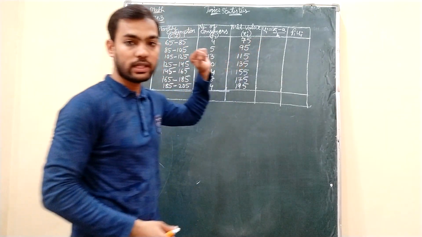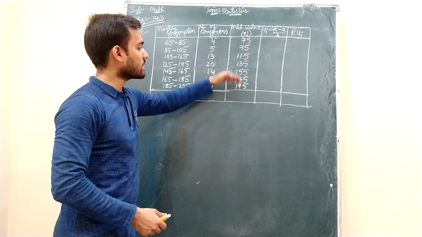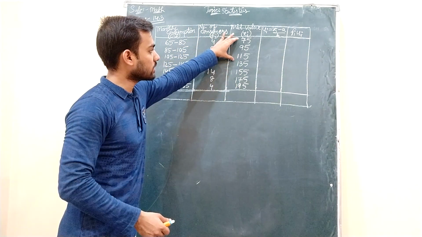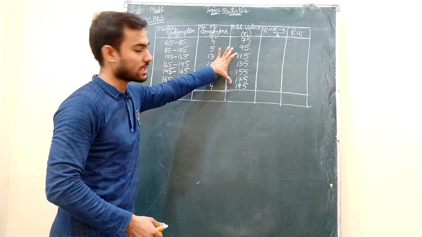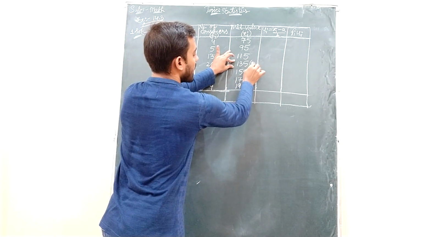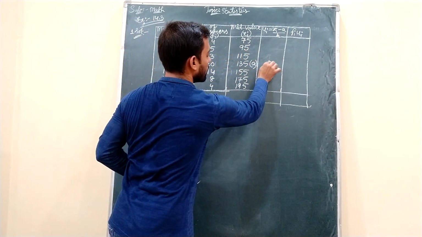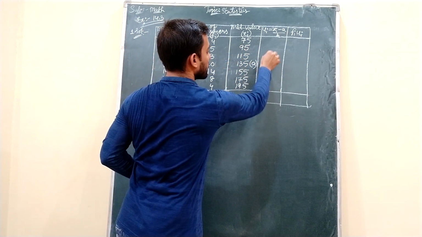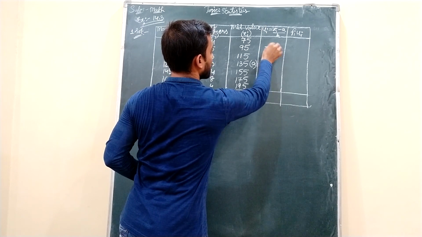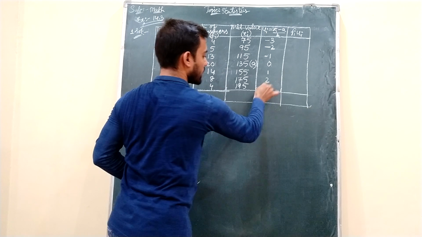Now ui, how we will find? We will take one number as assumed mean. There are total 7 values, right? 3 goes up, 3 goes down. This 135 we will take as assumed mean, and just beside it we will take 0, before it -1, -2, -3, and after 0, 1, 2, 3.